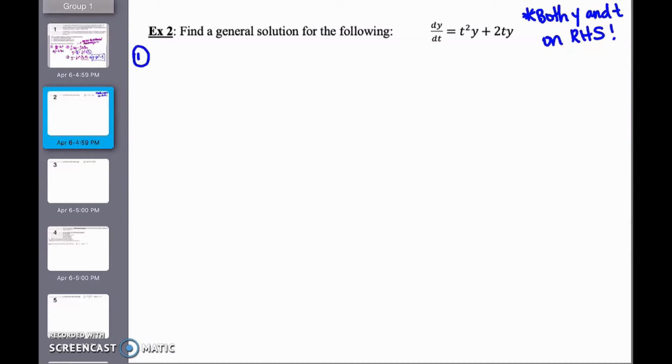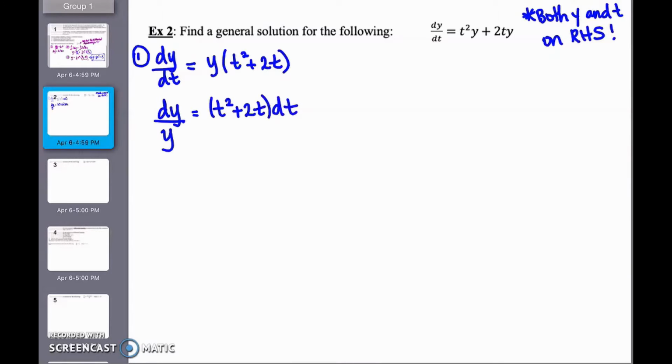So our first step, separate, is going to be a little bit more complicated this time. Step 1, I have dy/dt is equal to, notice that on the right-hand side, I've got t squared times y plus 2t times y. I'm going to factor that y out because that'll make separating a lot easier. So then I've got y times (t squared plus 2t). Now if I want to separate, basically I need to move the y to the left-hand side, which is going to be dividing by y, and I need to move the dt to the right-hand side, which is going to be multiplying by dt.